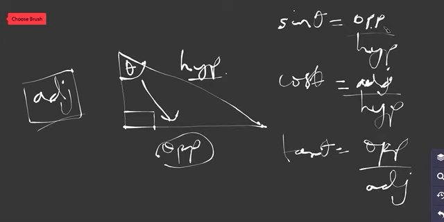So once you then work out what these ratios are, you can work out the angle by doing inverse sine or inverse cos or inverse tan on the calculator. And that's how you would tackle that type of question.